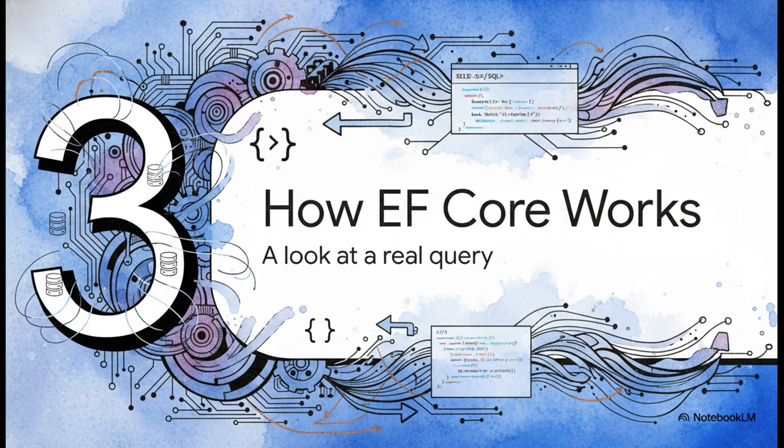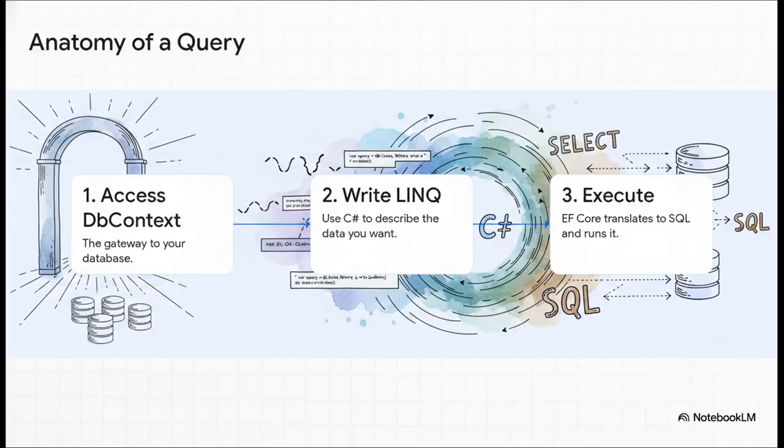Okay, so how does this translation actually work in the real world? It's one thing to talk about the theory, but it's another thing to actually see it in action. So let's look at a real example and see how this all comes together. A typical database query using EF Core basically has three simple parts. First, you get to your database through this kind of gateway object. Then you write a command in C#, not SQL, to describe the data you're looking for.